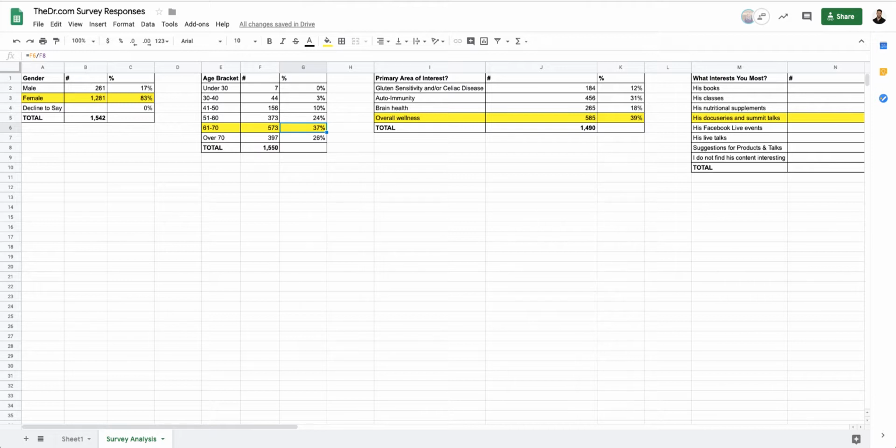Interesting. Over here, primary area of interest, 39% are just interested in overall wellness, followed by 31% autoimmunity, and then 18% brain health, 12% gluten sensitivity. I also found this to be really interesting. The two main pain points here are autoimmunity and overall wellness. People are coming to you as the doctor to get help.